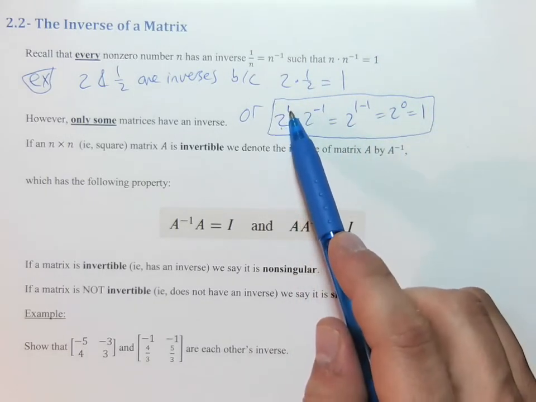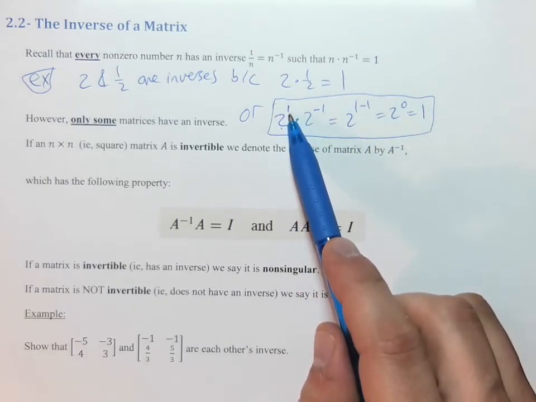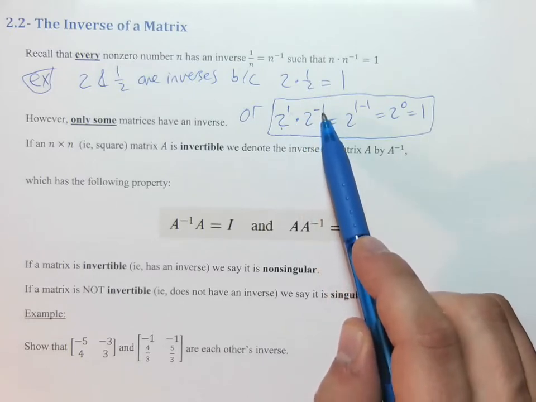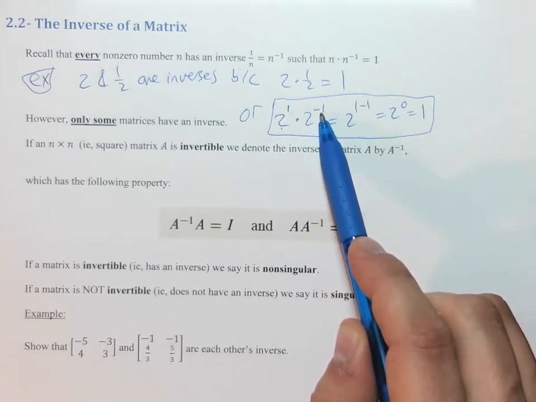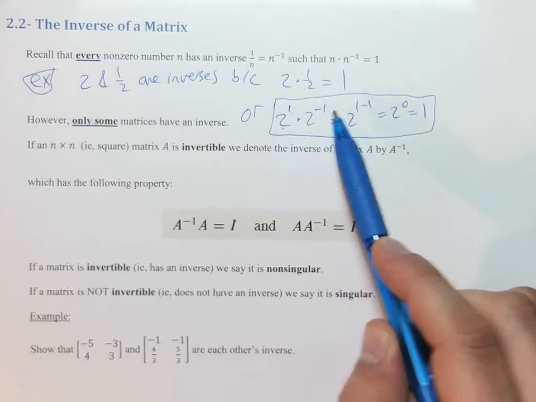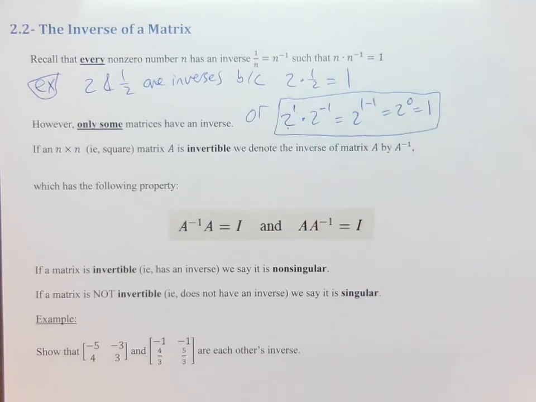And so this is really the way we want to be thinking about this multiplicative inverse, where you have a number raised to the power of 1, and that means its multiplicative inverse is going to be the same number raised to the power of minus 1. Okay? And they're inverses because when we multiply them together, we get the number 1. And this is true for any real number.